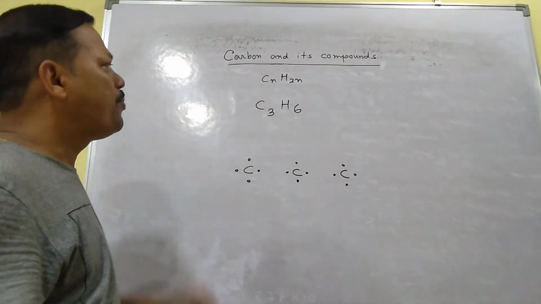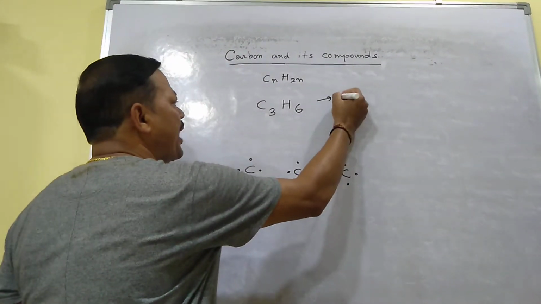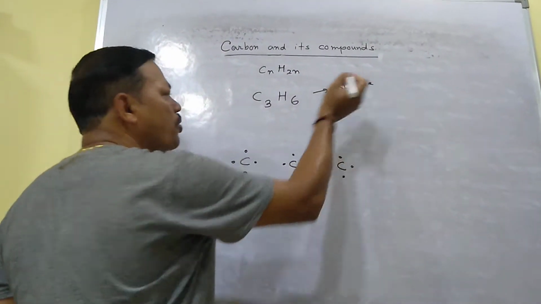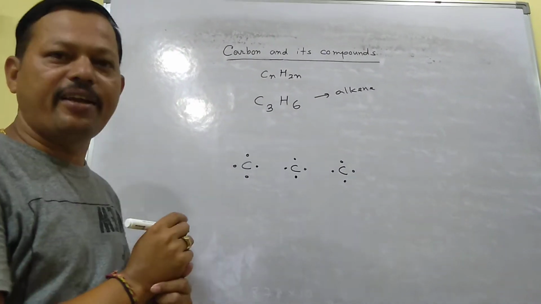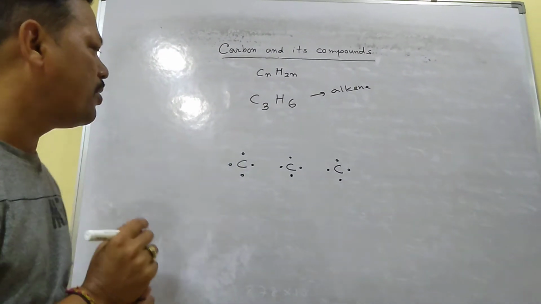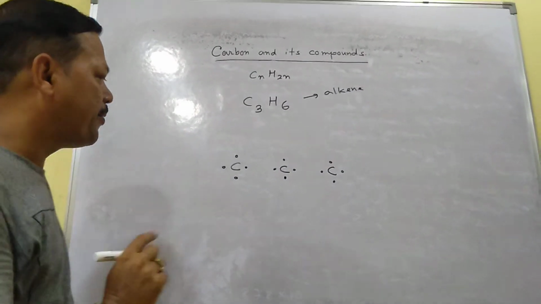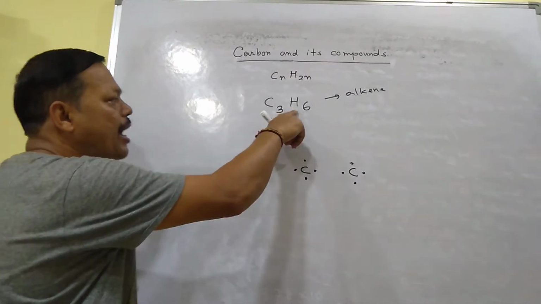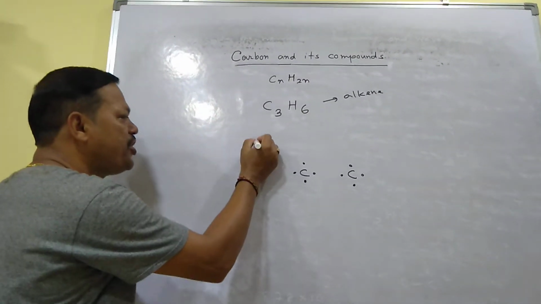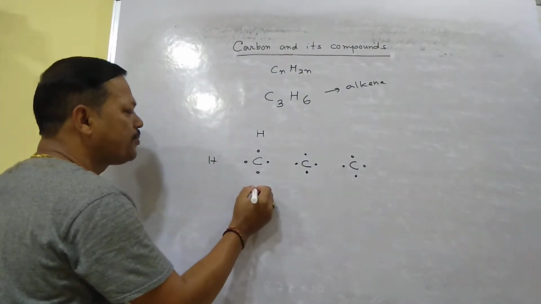Now as you have got, this is one example of alkene, and you know alkene contain carbon-carbon double bond. That is the property of alkene. That's why it is called unsaturated hydrocarbon. So one double bond must be present. So to make the double bond, what you have to do, here how many hydrogen? 6. 3 hydrogen you put here.